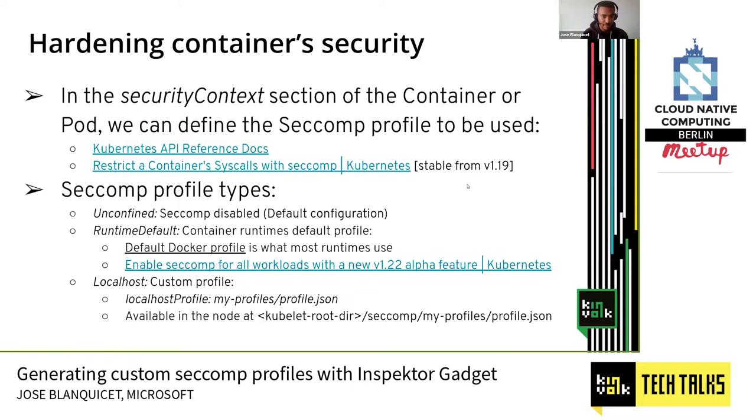Now, let's see how it was integrated within Kubernetes. In Kubernetes, we have a security context section within the container and the pod definition. We can set there the seccomp profile that we are going to use. This is a feature that is stable from Kubernetes 1.19. We have three options to configure the seccomp profile types. Unconfined, which is basically disabled seccomp. This is unfortunately the default configuration, but it will change in the long term.